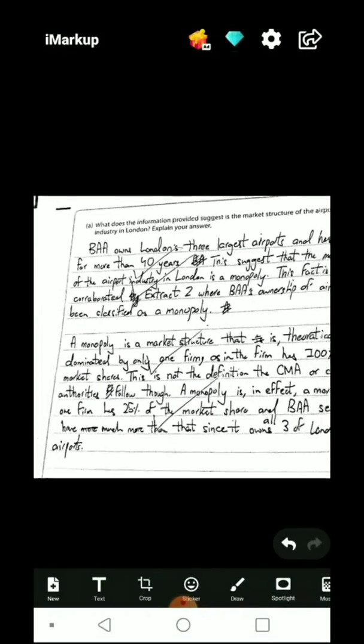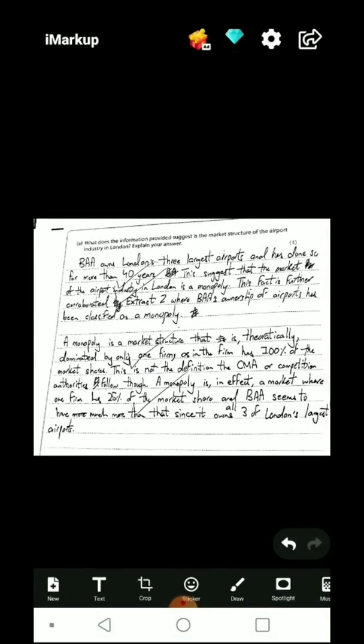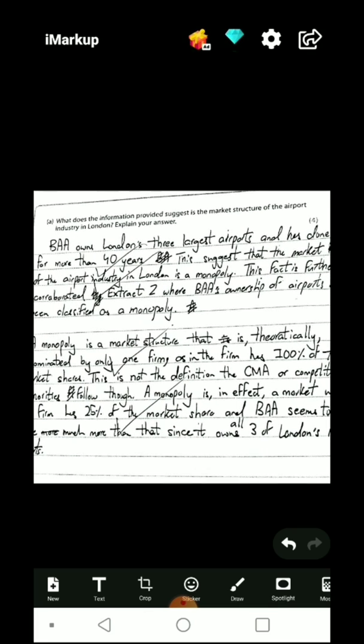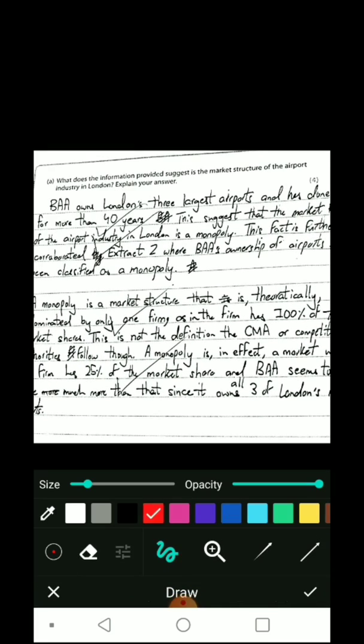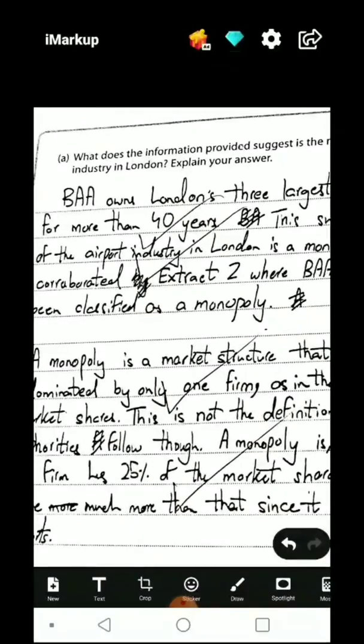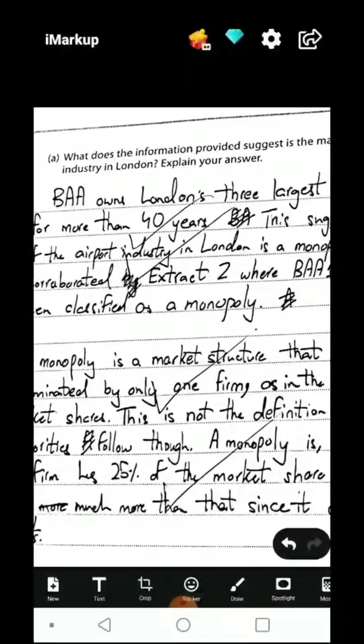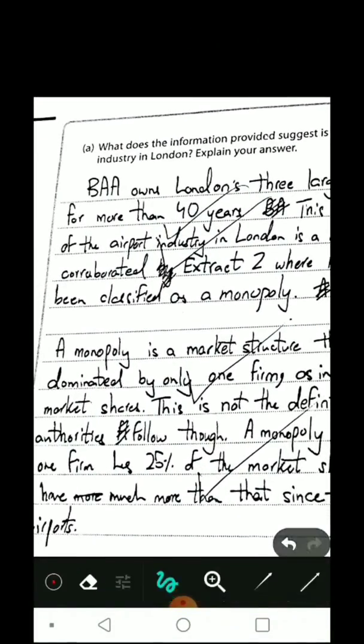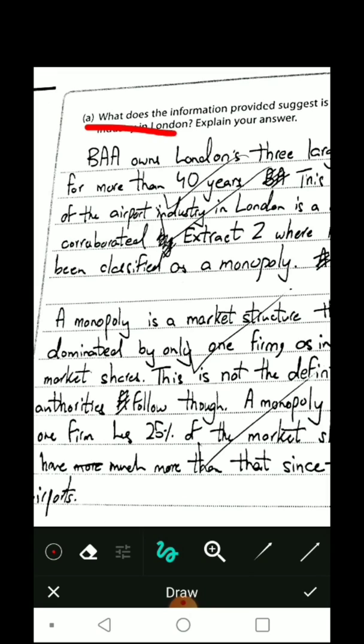Explain your answer. As with all 4 markers, you're gonna have to get the knowledge marks, the application marks and the analysis marks. There's no evaluation here. For 4 marks, what kind of evaluation would you do anyway? There are typically 2 knowledge marks, 1 application, 1 analysis. There's always at least 1 application mark, and the question itself tells you that, since it says 'the information provided'. So you're gonna have to use the information given in the extract.